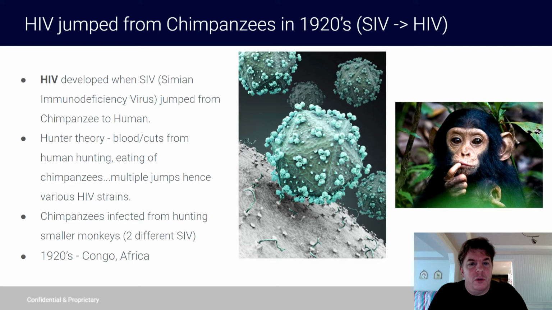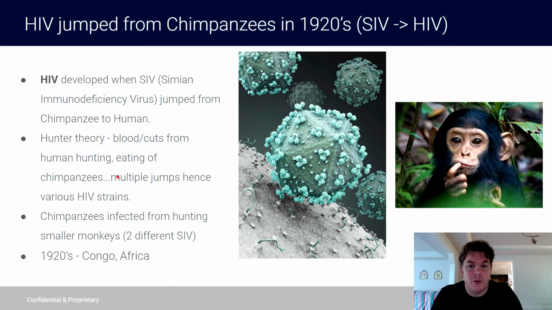And moving forward to more modern times, so we're up to the 1920s here, HIV. So HIV was developed when SIV, simian immunodeficiency virus, jumped from chimpanzee to human. The working theory, or very likely theory, is that hunters hunting chimpanzees basically became infected by blood from the chimpanzee, getting into cuts that they had on them. So it was effectively human eating of chimpanzees.